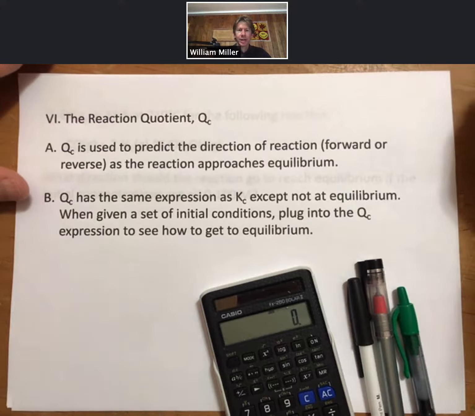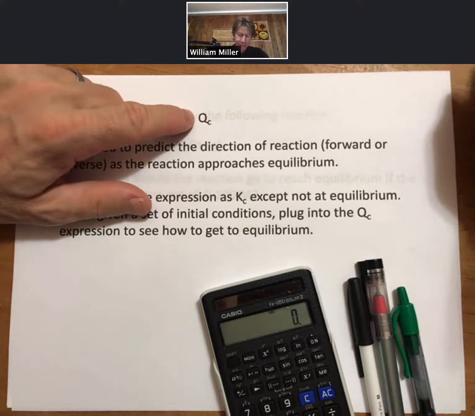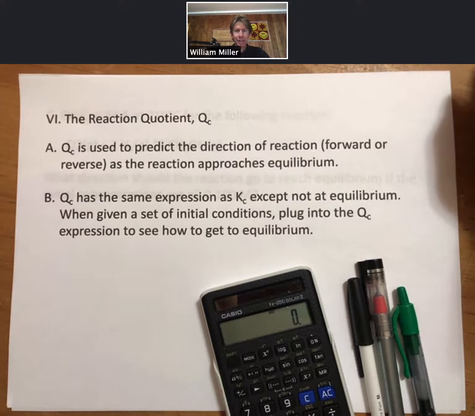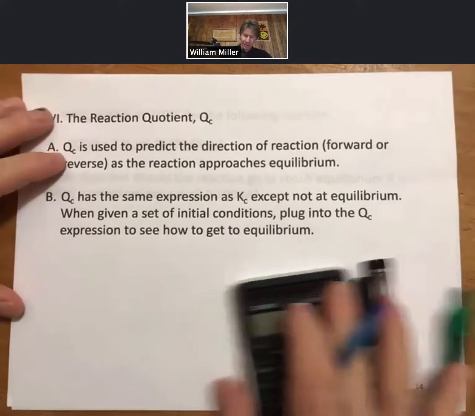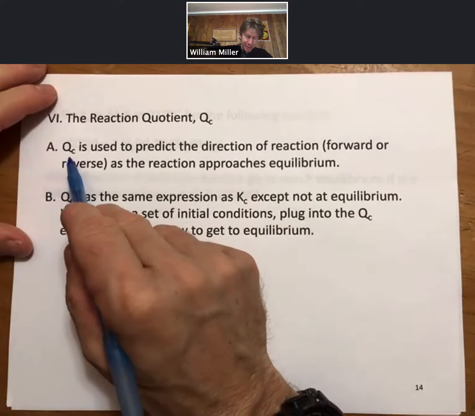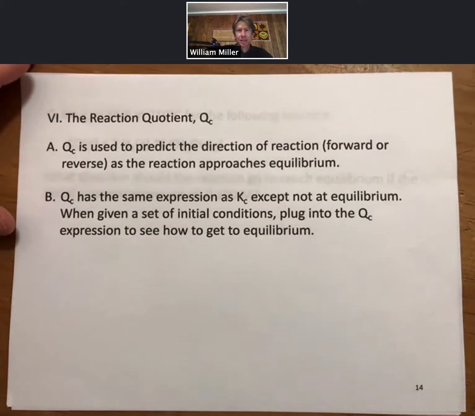Now let's talk about the reaction quotient QC. There's also QP, and for any K value, for any equilibrium constant, there is also a corresponding Q reaction quotient. So what is it? A QC is used to predict the direction of reaction, forward or reverse, as the reaction approaches equilibrium.